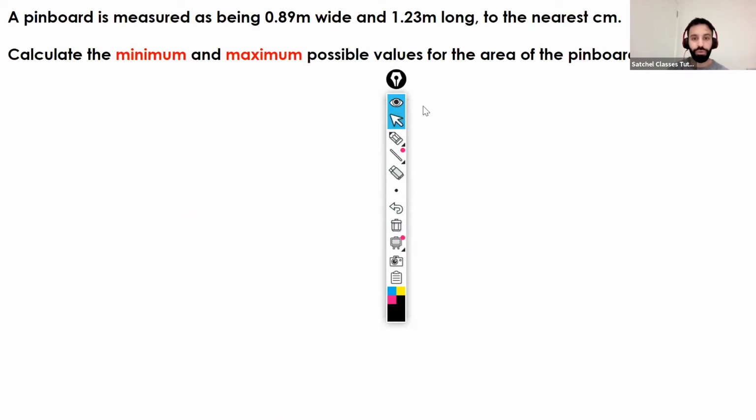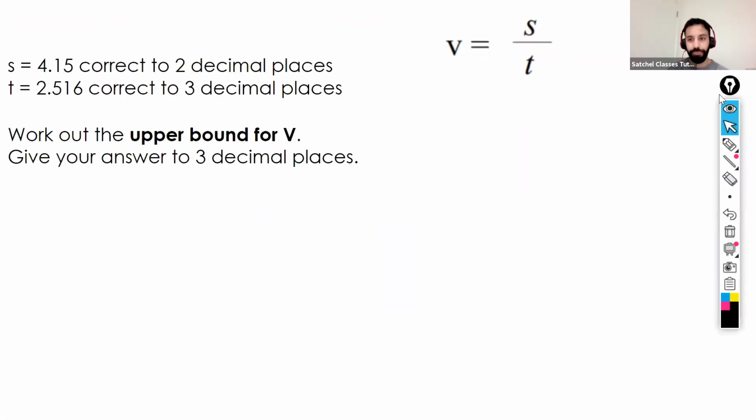One last example. So these ones can be a little bit tricky because we're dealing with fractions. So it says S is 4.15 correct to 2 decimal places. T is 2.516 correct to 3 decimal places. Work out the upper bound for V. So we want the highest possible value of V. Now, that doesn't necessarily mean we would have to use the upper bound for S and the upper bound for T, because what we want is the largest possible value for V.